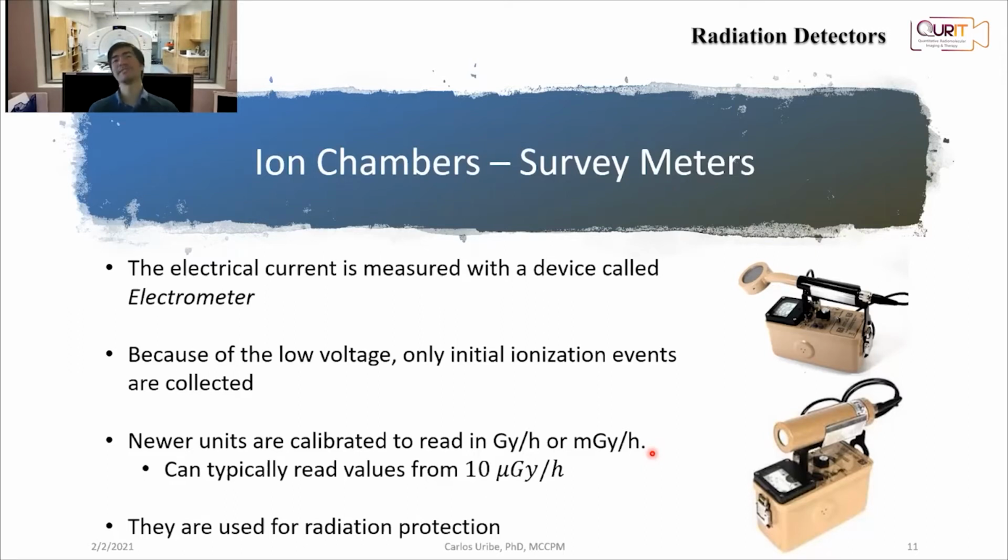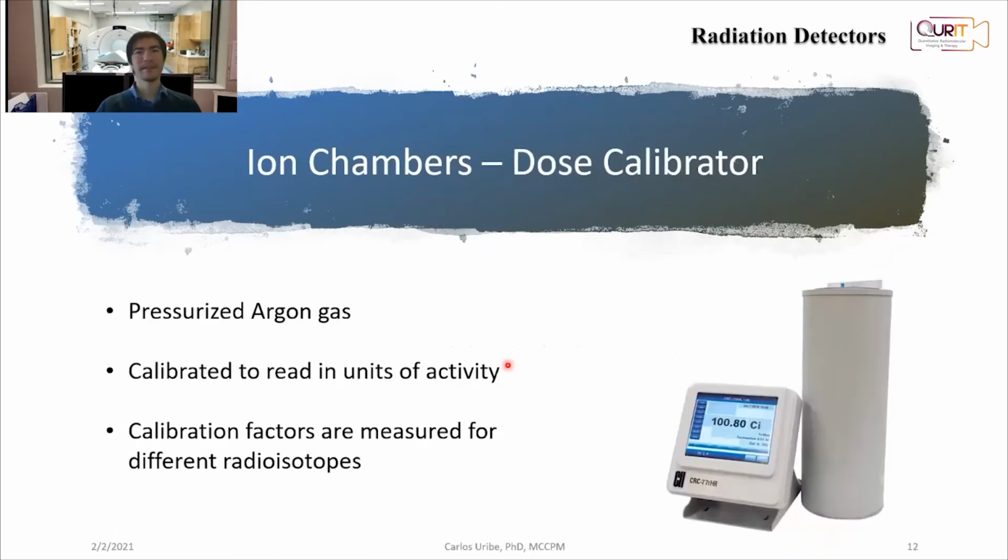Now, do we really use these devices to create images of a patient? Well, not really. They are mostly used for radiation protection, if you want to detect whether there's some radiation around or some contamination. We have another device, which we call a dose calibrator. Again, it's an ion chamber.